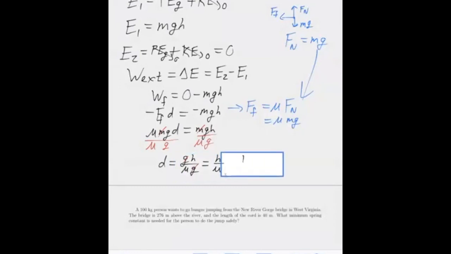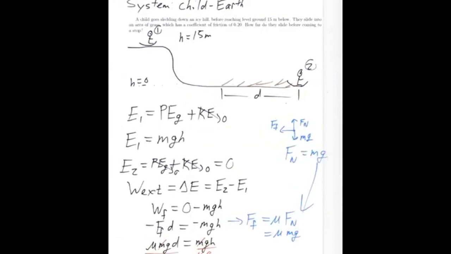Okay, so our height was 15 meters. And mu is a number, 0.20. So dividing by 0.2 is like multiplying by 5. So that would give me 75 meters. In this problem, we had a situation where the energy was not conserved, right? So there was external work done by friction. And so whatever energy that we had to start, that was all taken away by friction.